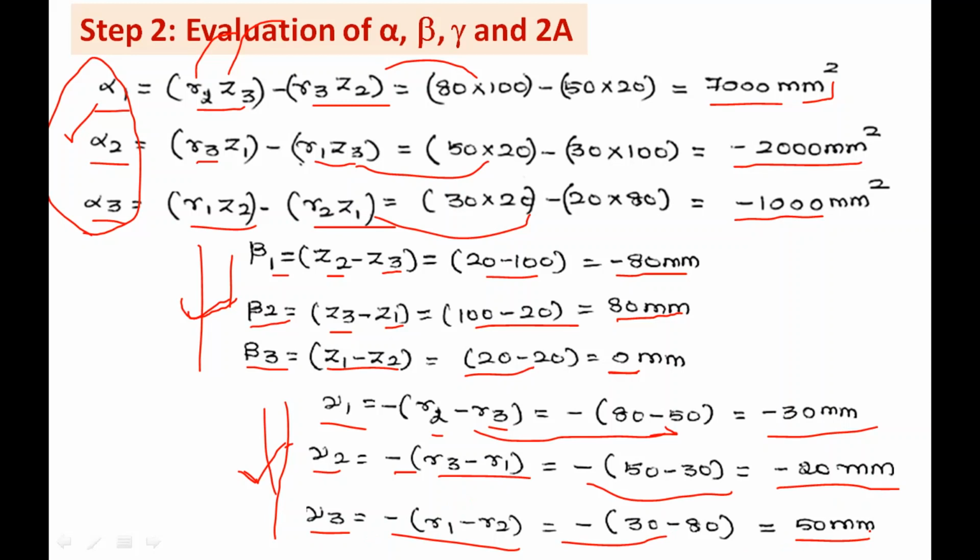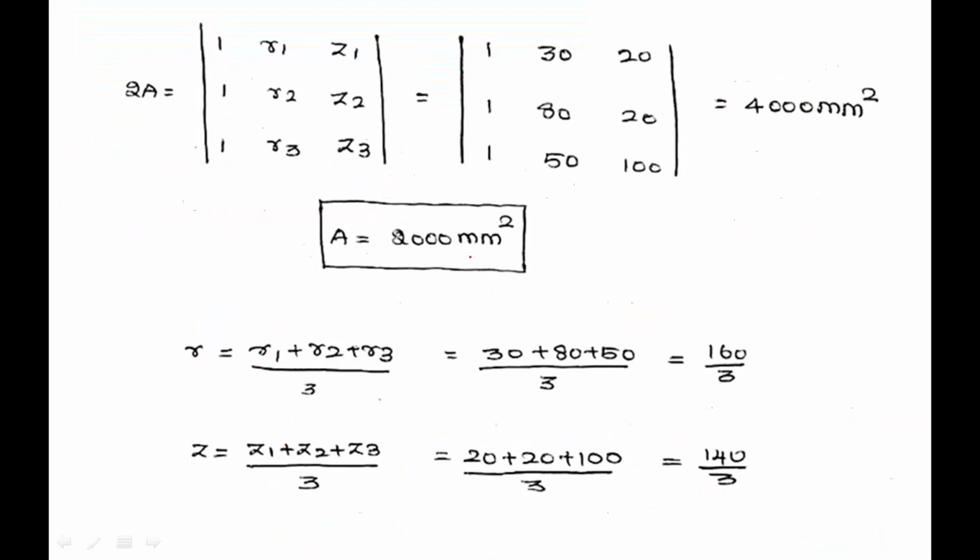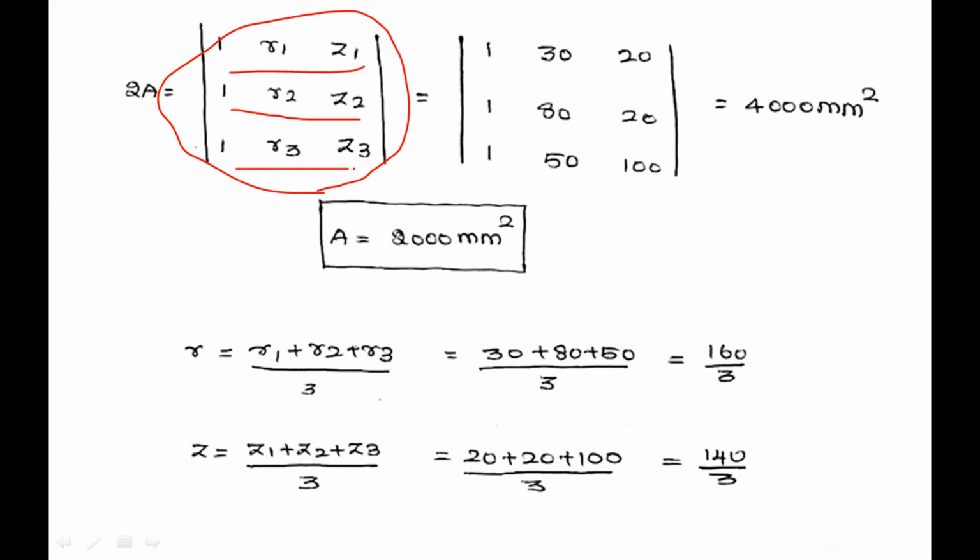Now we have to find the 2A value. What is 2A? It is the determinant of the coordinate matrix. So the coordinate matrix is 1 R1 Z1, 1 R2 Z2, 1 R3 Z3. Substitute the coordinate values and expand this matrix. We will get this 2A value as 4000 mm square. This is the area of the triangular element, so mm square.